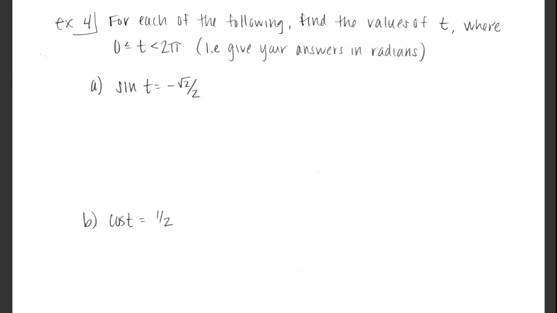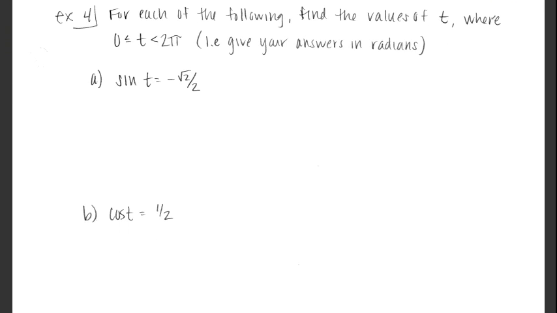Okay. All right, so example 4. For each of the following, we want to find the values of t where t is between 0 and 2 pi, then we want to find out where we're landing. And 0 to 2 pi basically says in one rotation, we want to find the values of t. So if we look at example A, it says, for what value of t does sine of t equal the negative square root of 2 over 2?